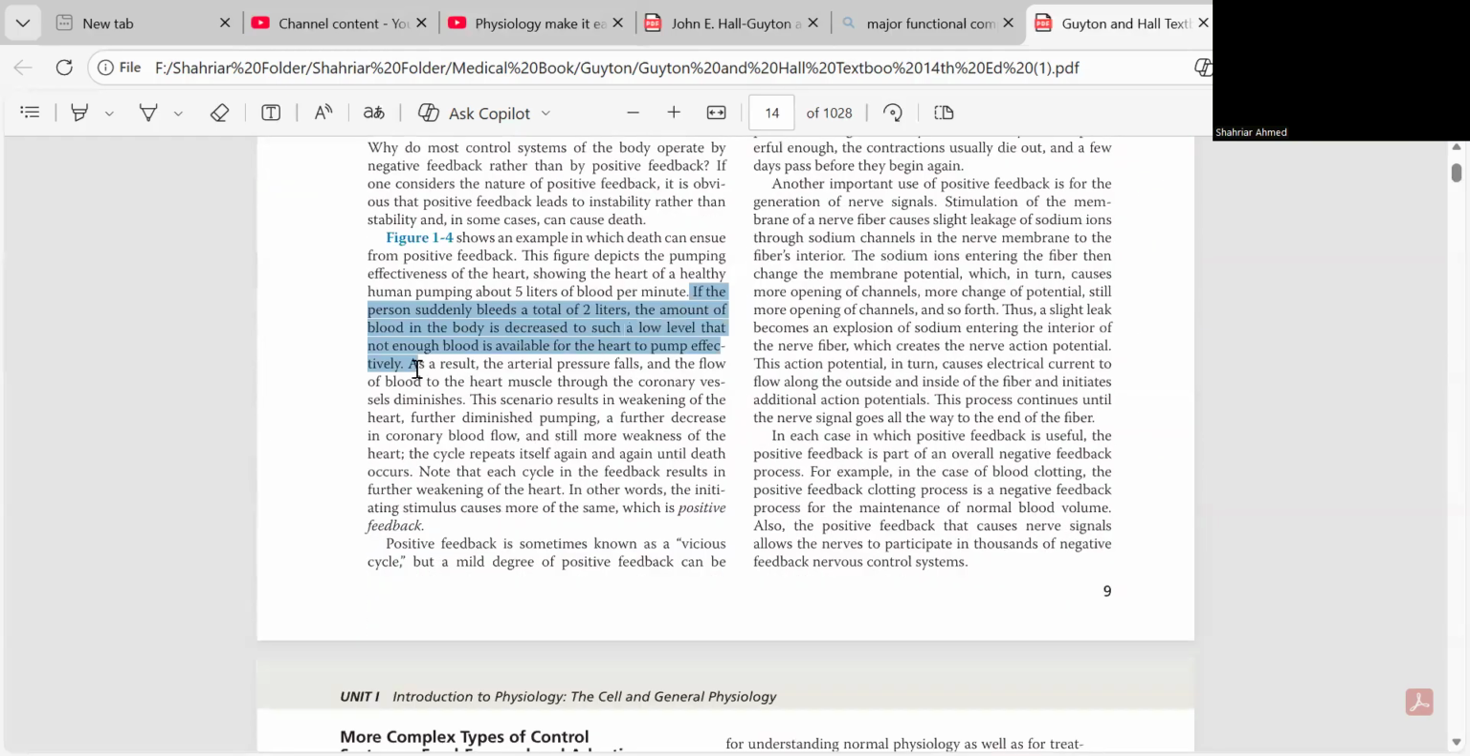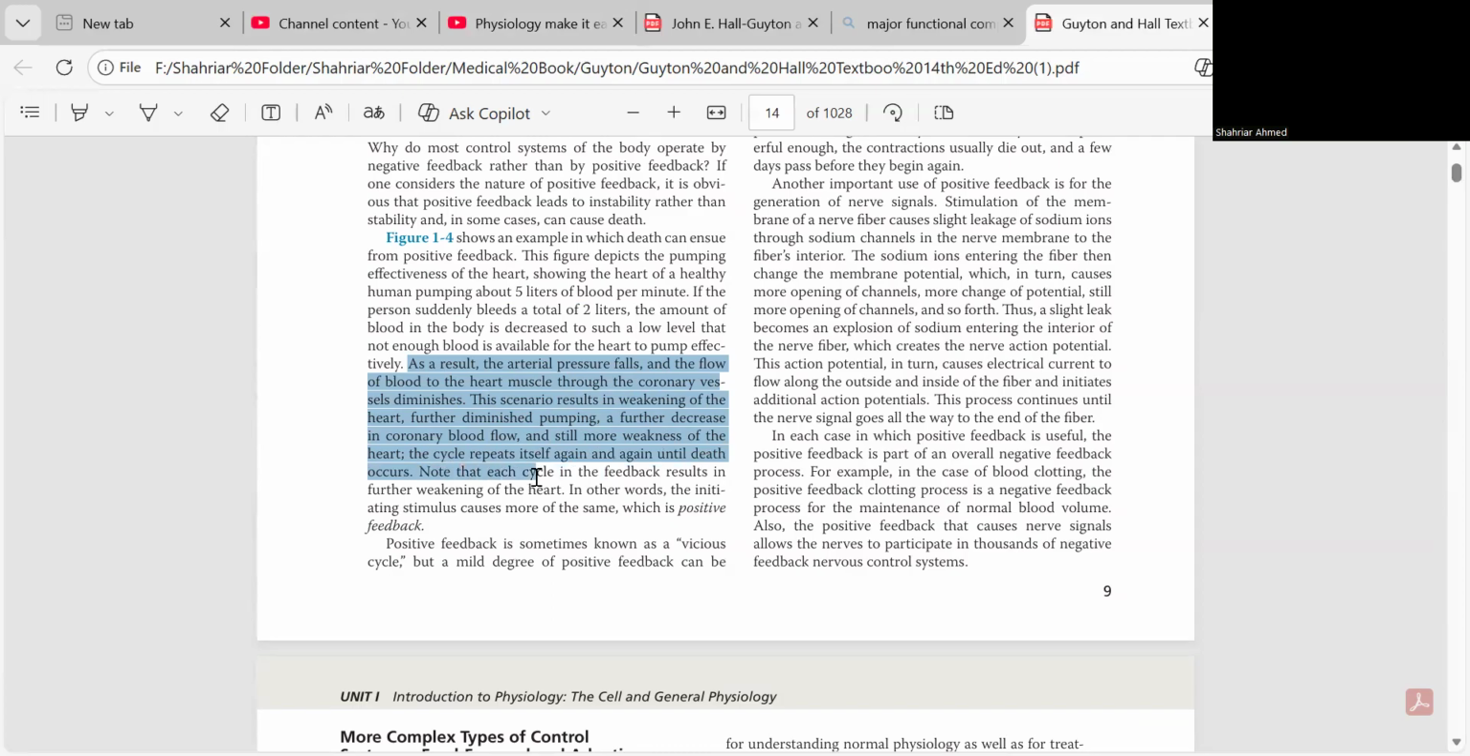As a result, the arterial pressure falls and the flow of blood to the heart muscle through the coronary vessels diminishes. This scenario results in weakening of the heart, further diminished pumping, a further decrease in coronary blood flow, and still more weakness of the heart. The cycle repeats itself again and again until death occurs.